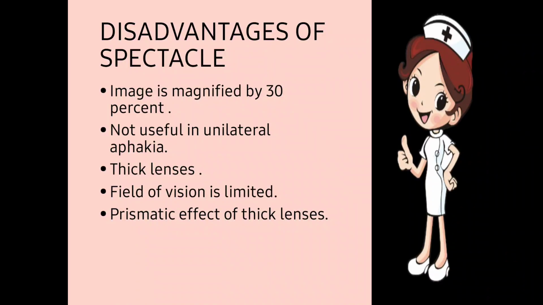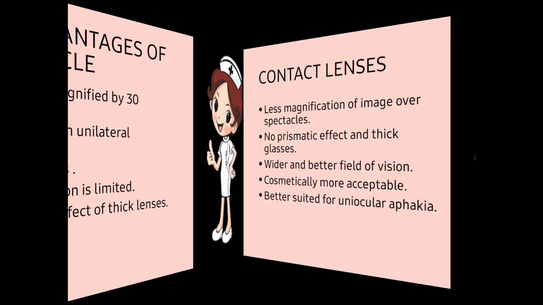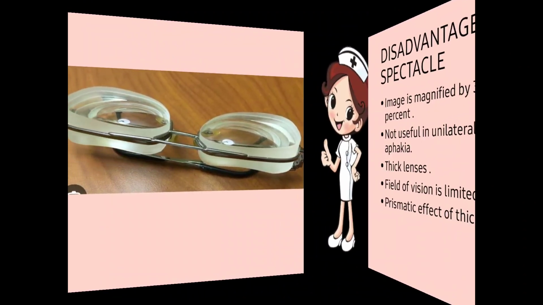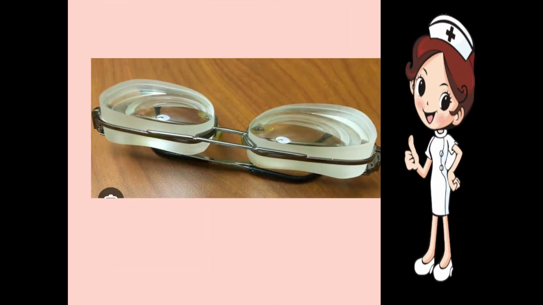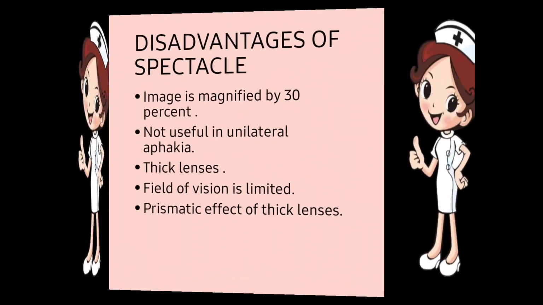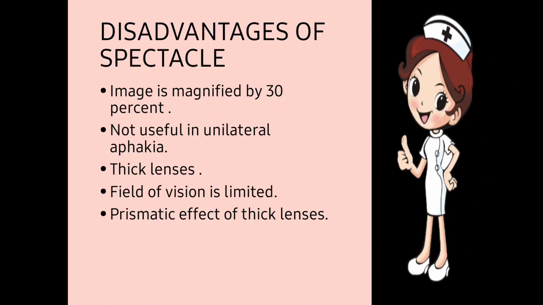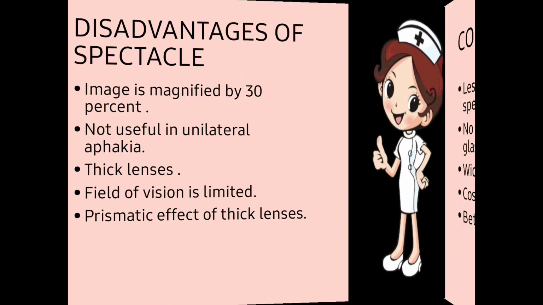Thick lenses: we are supposed to give thick lenses to the patient, and it is very difficult if the person is of old age. Field of vision is limited. Field of vision means that when we wear the spectacle, the side area will not give proper vision, so the field of vision is reduced. Next, prismatic effect: thick lenses will give a prismatic effect. These are the disadvantages of spectacles when they are given to the aphakic patient.